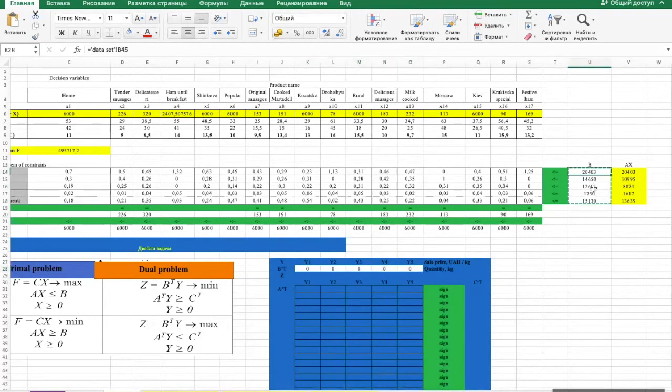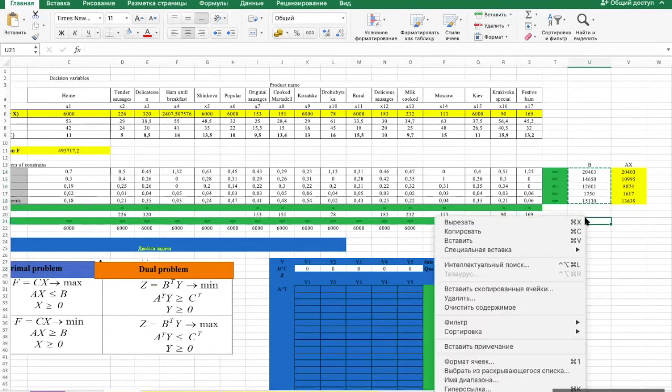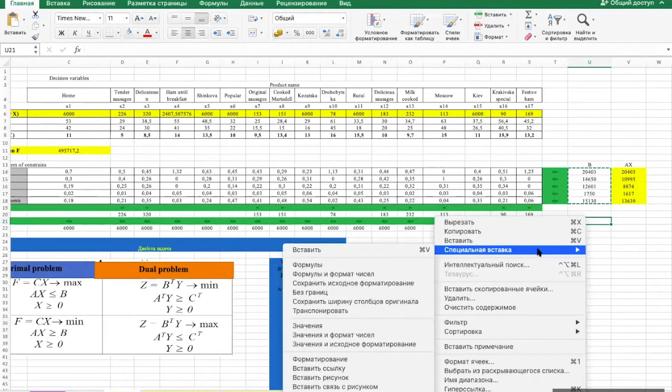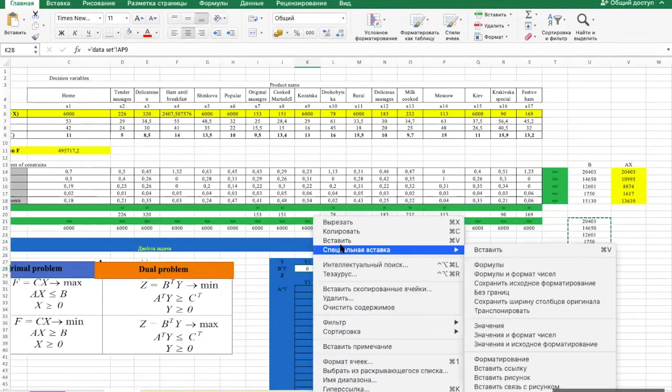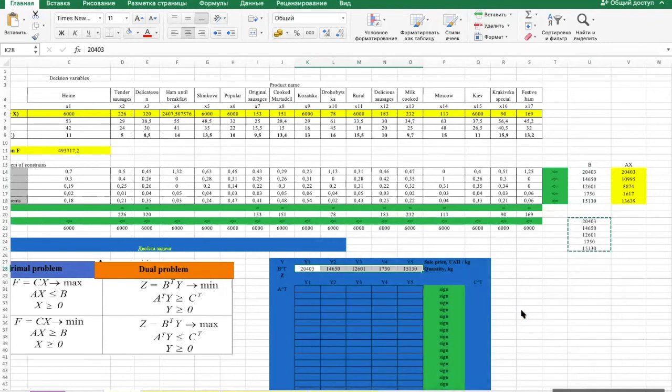Because we have formulas. Okay, so we can do, and now we can transpose it. Good. And we mark it by blue color. This. Okay, good. How can we write our z?